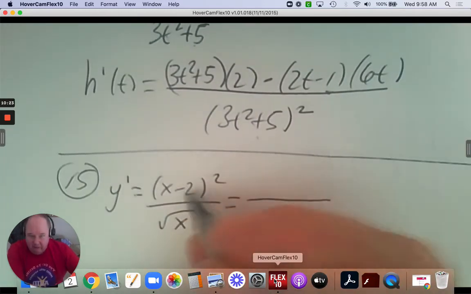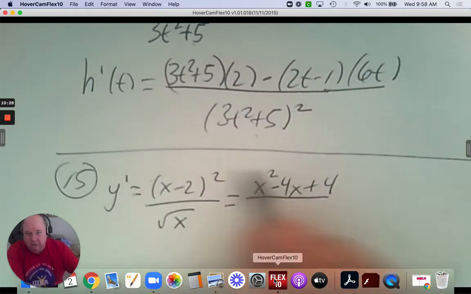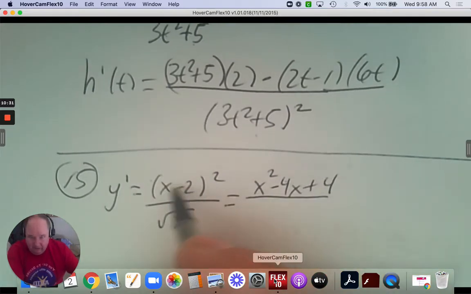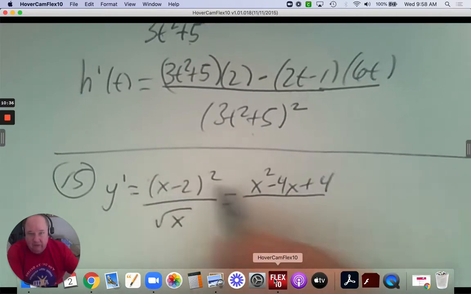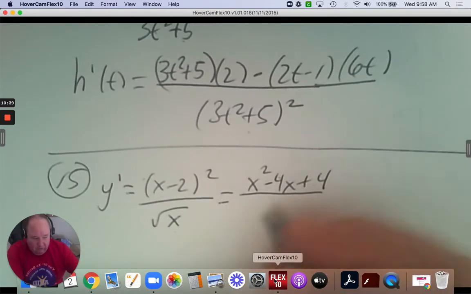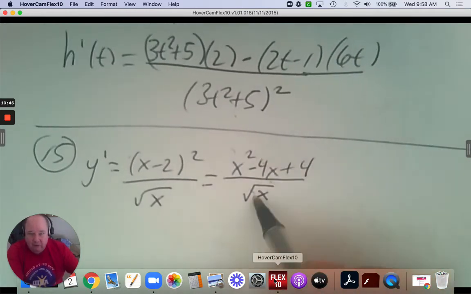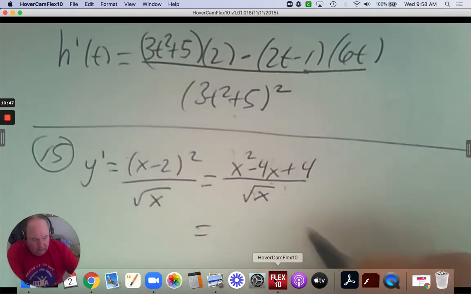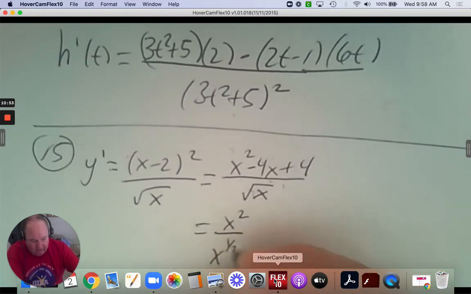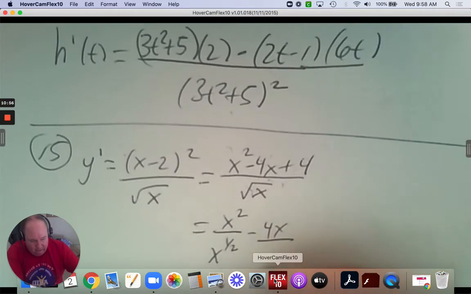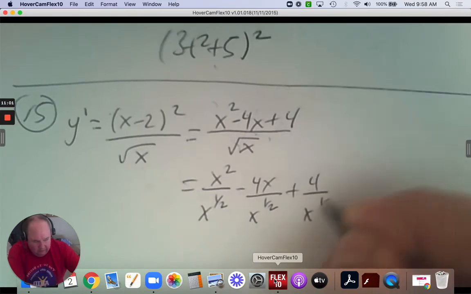The numerator I can FOIL, and you need to be able to FOIL this pretty quickly. There should be no reason that you can't go from here to here quick. That's just good basic algebra. It's x squared, negative 2 and negative 2 is negative 4x, and then negative 2 squared is 4. Nice and simple. And then the square root of x here. Now, we have a monomial in the denominator. I'm going to write this as 3 fractions to make it easier, and I'm going to write the square root as x to the 1/2. So we have x squared over x to the half. We have 4x over x to the 1/2. And we have 4 over x to the 1/2.